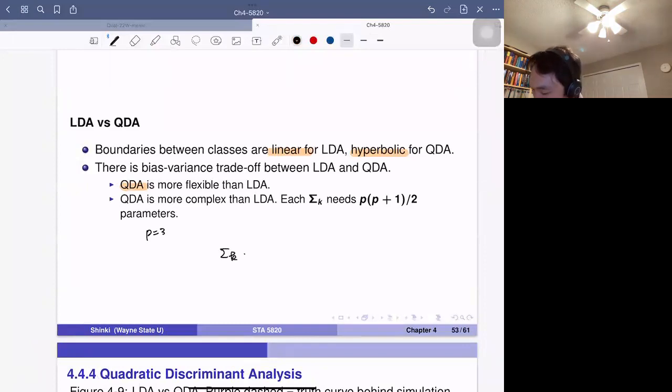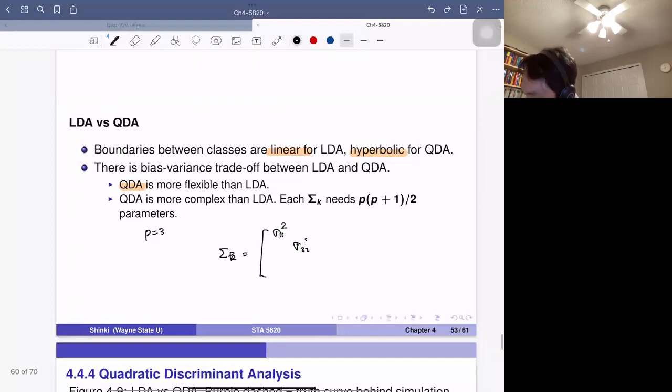So for sigma k, if p is equal to 3, what happens? Sigma k is a 3 by 3 matrix: sigma 1 1 squared, sigma 2 2 squared, sigma 3 3 squared, each with k, and also sigma 1 2 k, sigma 1 3 k, and sigma 2 3 k. This is a symmetric matrix, so we have 6 parameters here.